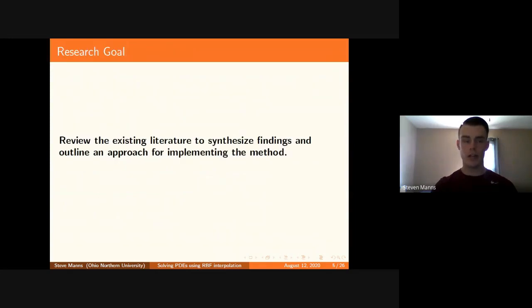With that, we come to our research goal. We sought to review the existing literature to synthesize findings and outline an approach for implementing the method.